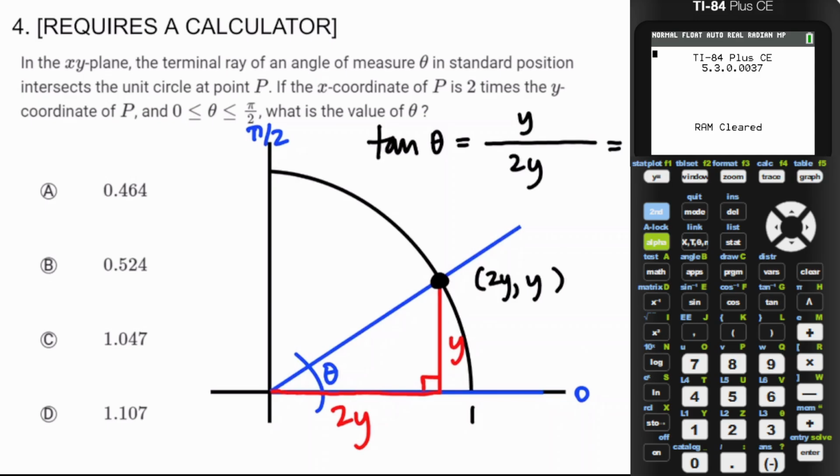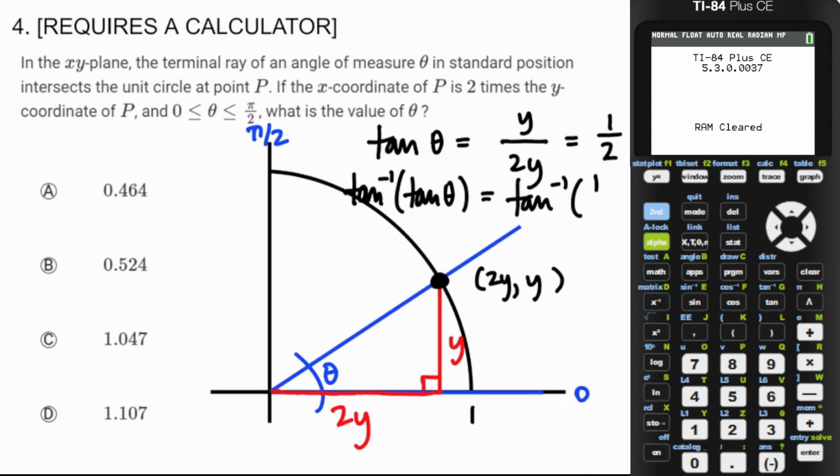I'm just going to be behind the calculator. All right, for any y that's not equal to 0, that's going to be a half. And so I'm going to say tangent of theta equals 1/2. Therefore, I could take the inverse tangent of both sides. Okay, and I'm going to take inverse tangent of a half.